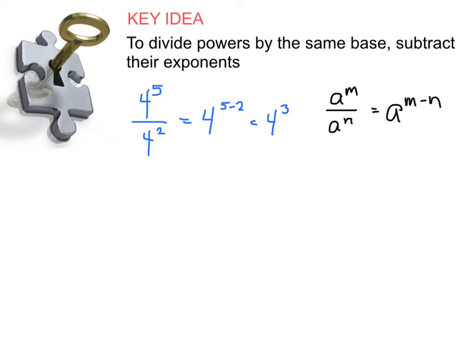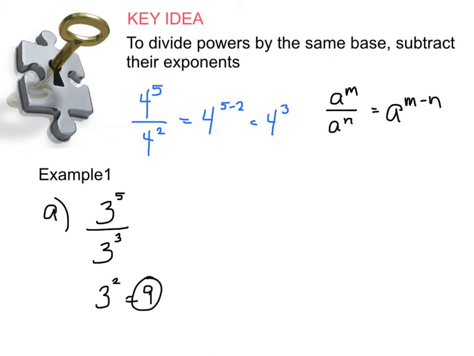So let's do some examples. Now for each of these, I want you to simplify. Let's start with 3 to the 5th power divided by 3 to the 3rd. Well, 3 to the 5th power divided by 3 to the 3rd would give us 3 squared, which gives us 9, which I'm going to write underneath.